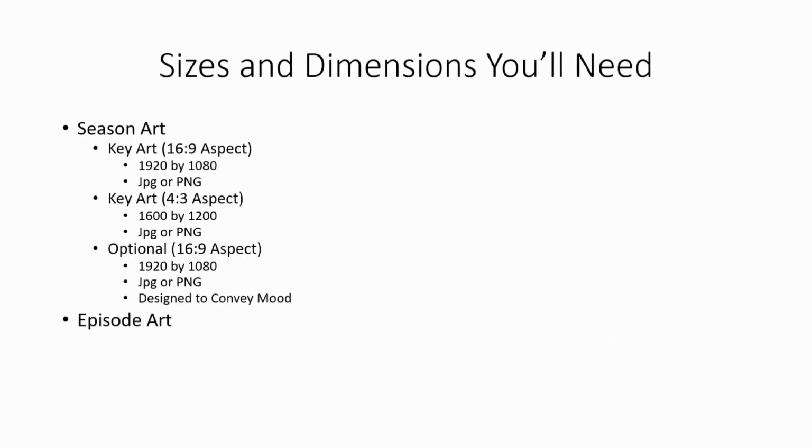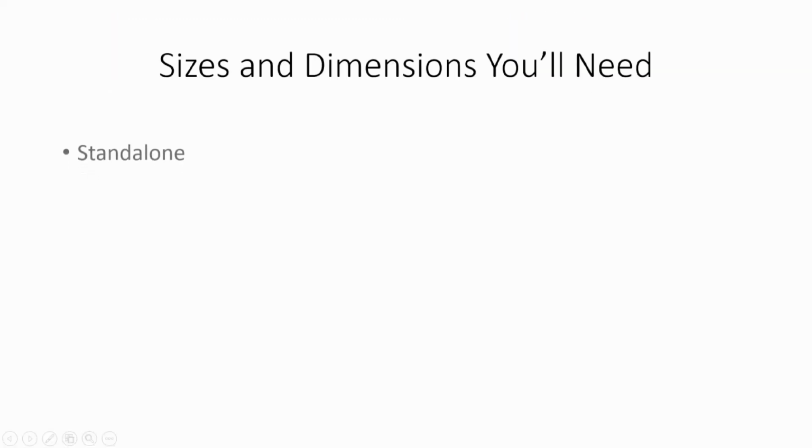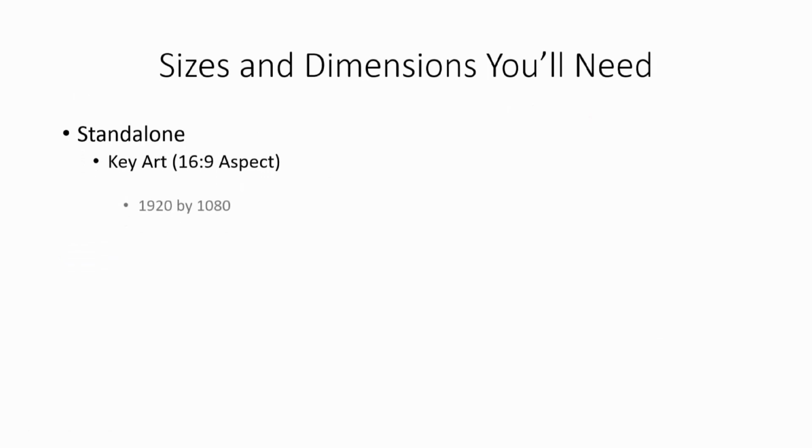Now, you can also include artwork for individual episodes. That episode will require a key art aspect ratio of 4:3. It'll need to be 1600 by 1200, and it'll be JPEG or PNG. And you'll see that request when you are uploading your individual episode video. Now, for the standalone videos, the key art will have a 16 by 9 aspect ratio. It'll need to be 1920 by 1080, JPEG or PNG.